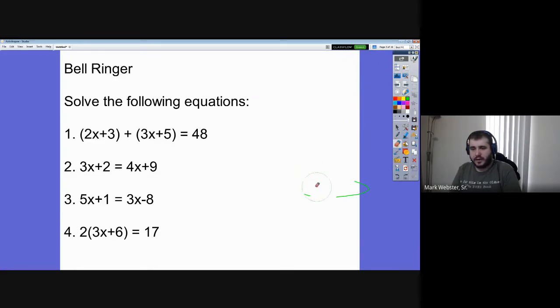With number 3, again, it's one of those where the variables are on both sides: 5x plus 1 equals 3x minus 8. So going through, again, I want to pick where the variable is going, and it doesn't matter which way you go. I'm going to go to the left again, because why not? Subtract 3x from both sides so that this cancels out. I've chosen to make my variable be on the left-hand side.